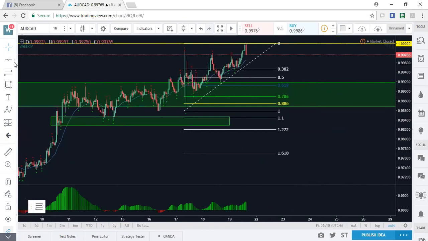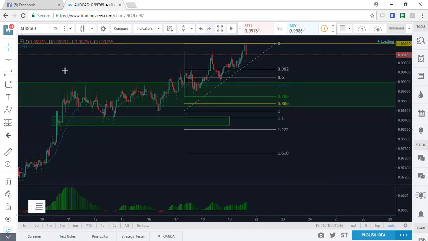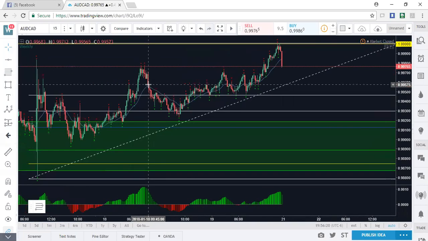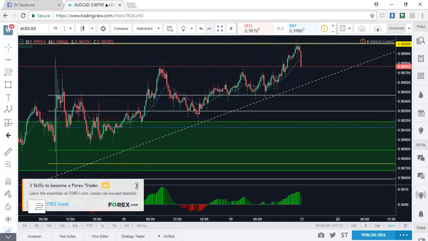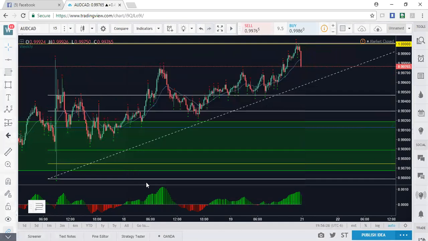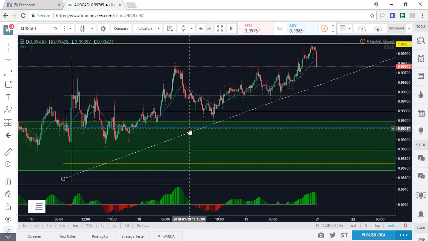All right, let's keep it moving. So now that I've got that zone marked up on the 1 hour, what I do is I go to the 15-minute chart, and I just start to see different things in the market, basically get a different view for my entry.